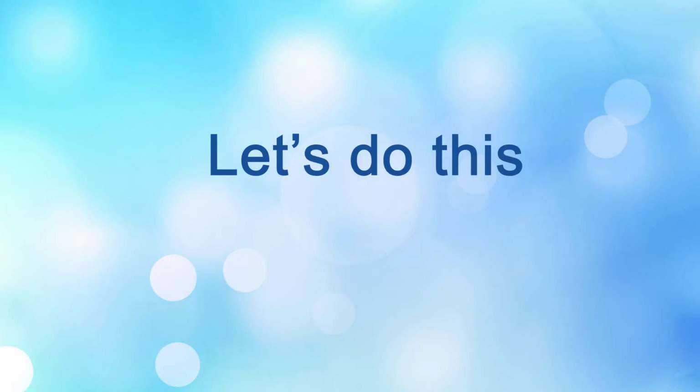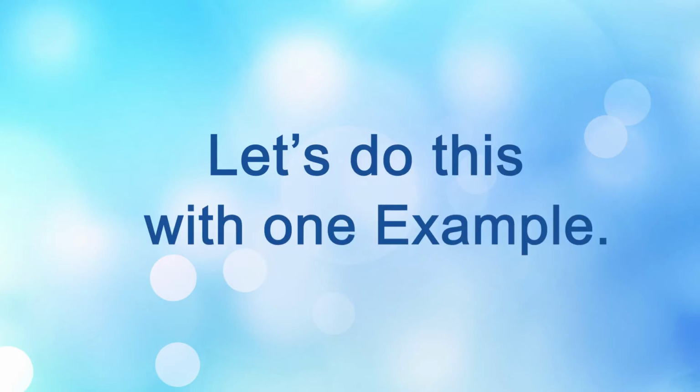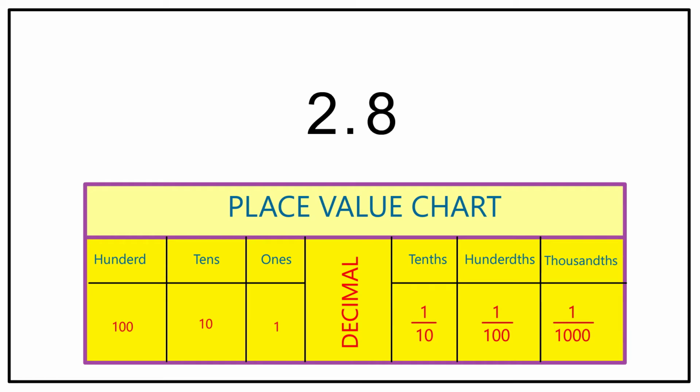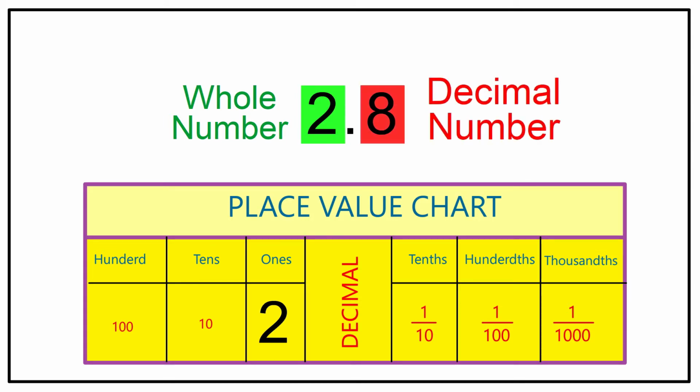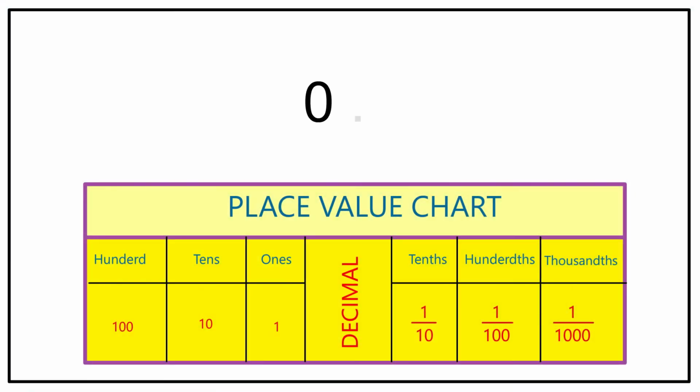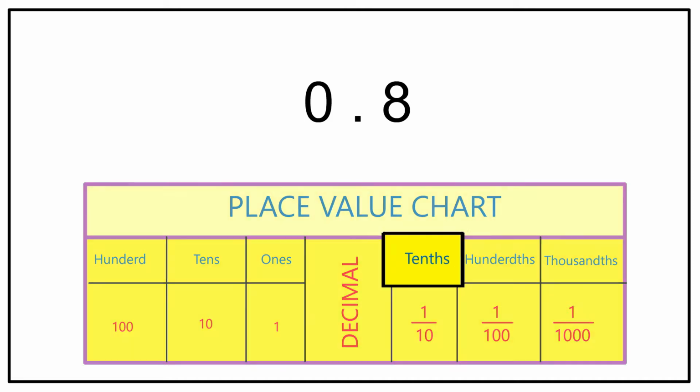Let's do this with one example. If I have a number, say 2.8, 2 is a whole number which is on the left side of the decimal point, so I will place this at ones, and 8 is at the tenths place, which is immediately after the decimal point. Actually, if you look very closely at this place value chart, you can see if I have a number, say 0.8, in the place value chart, then after the decimal you have tenths and hundredths.